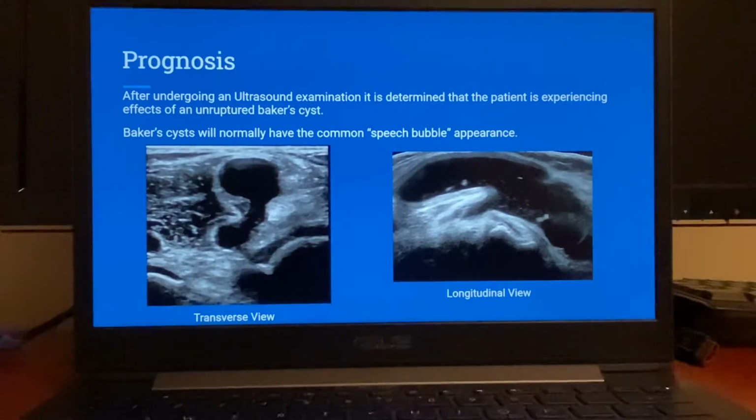As you can see in these two images here, the protocol is usually done in two different planes. So we have our transverse view on the left and then our longitudinal view on the right. That way you can get at least two views at 90 degrees to see all the pathology that you can see. Obviously, you scan through the entire pathology to make sure that you're not missing anything and miss a diagnosis. But normally with Baker cysts, they have the common speech bubble appearance, as they call it, where it just kind of looks like a little talk bubble.